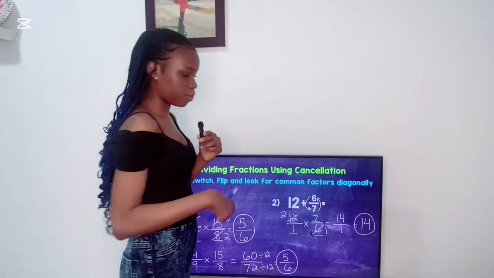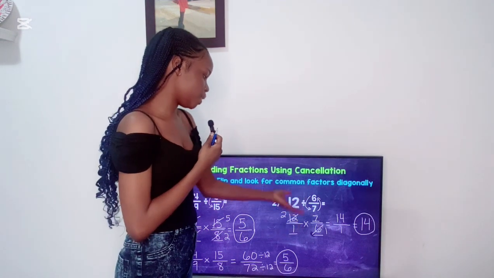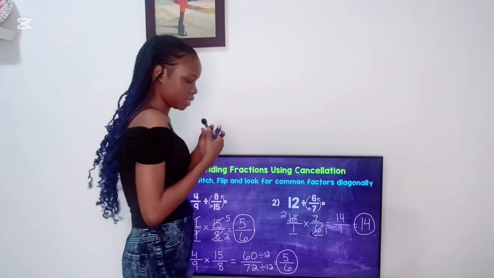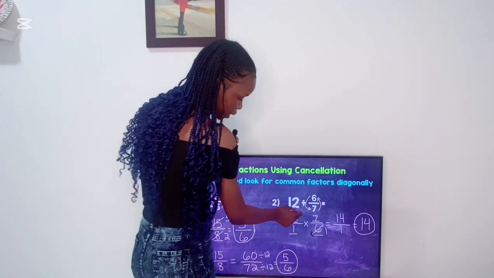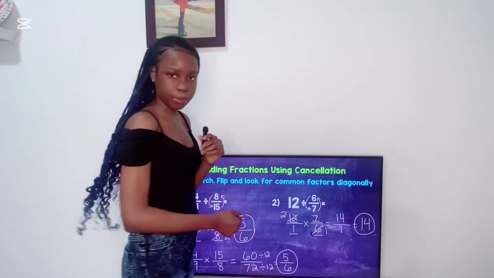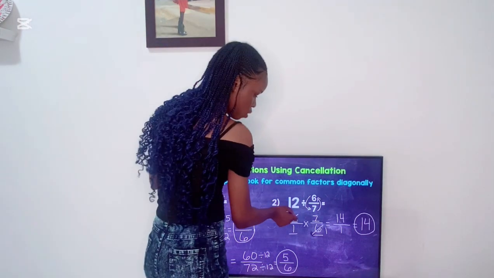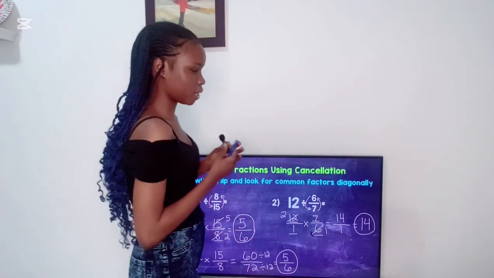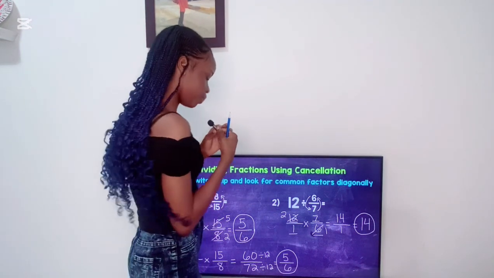We need another number in order for it to be a fraction, because we can't just solve 12 divided by 6 over 7. It does not make sense. We need another number here, and that is why the number that we need is going to be 1. If you guys know how to solve whole numbers, you will know that we always add 1 over the whole number, okay? Because it does not add anything to it and it does not take away anything from it.